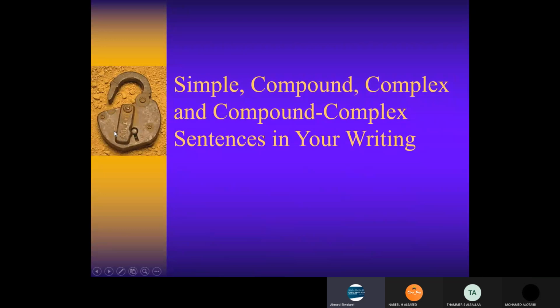So today we'll make a quick revision. We have already studied some types of sentences, like the simple sentence, the compound, and today we will speak about the complex sentence and also the compound complex. We'll just take some information about it. And of course, using the sentence types will enhance your writing process.